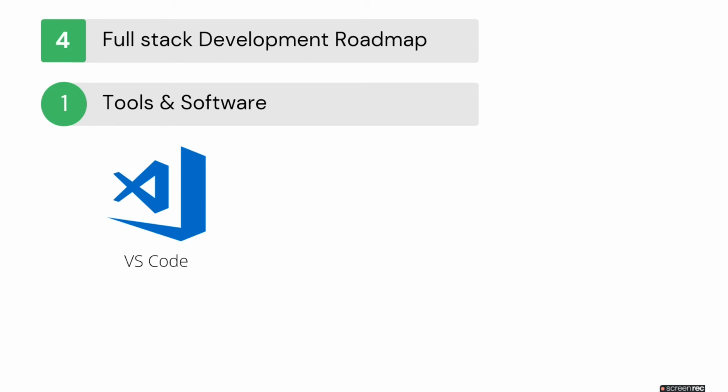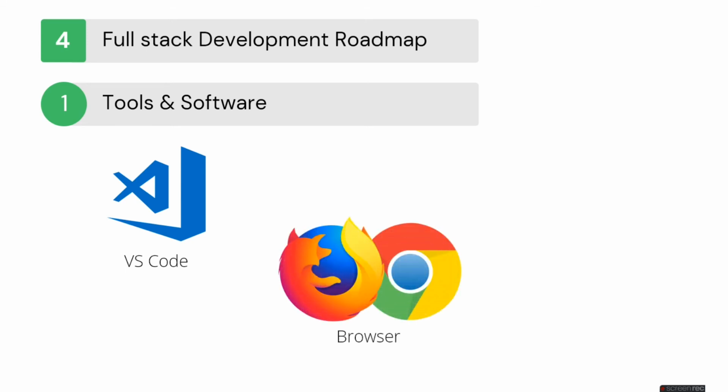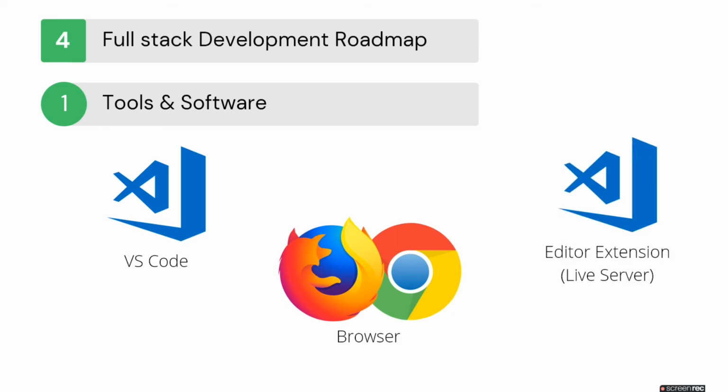It is free, open source and can be used to code on different platforms like Windows, Mac OS and Linux. Next up is a web browser. You can either use Firefox or Chrome, but Chrome is highly preferred. You could also need a few editor extensions and VS Code has a few of them. Some of them could be Live Sass Compiler and Live Server.